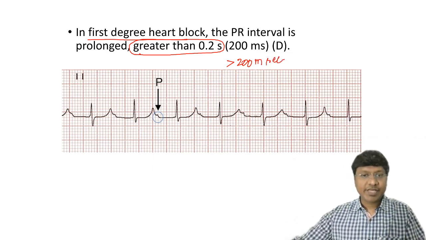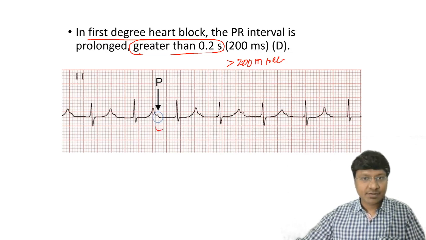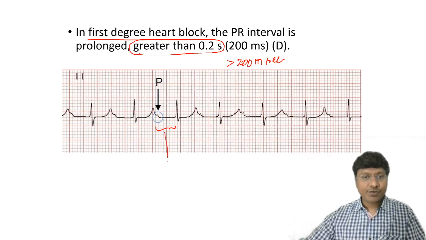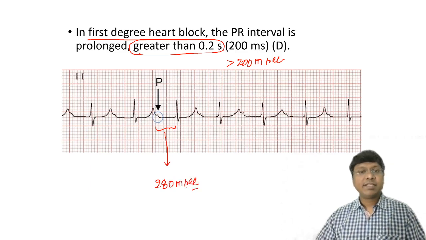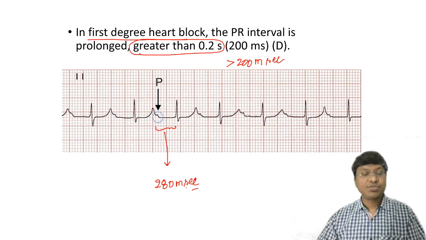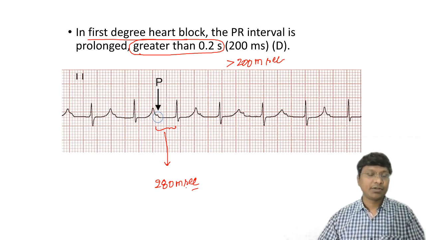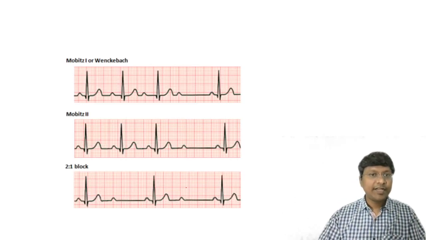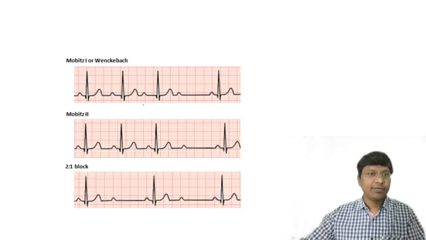Now you take this ECG. This is the PR interval; it starts from here up to here. The PR interval in this ECG is nearly around 280 milliseconds. That means the PR interval is more than 200 milliseconds, which is suggestive of first degree heart block. Next, now let me tell you about the second degree AV block.